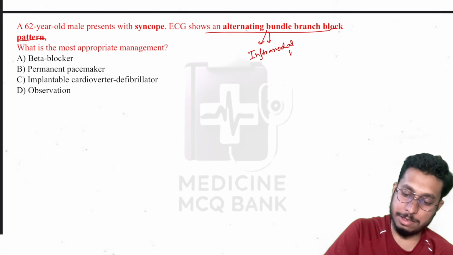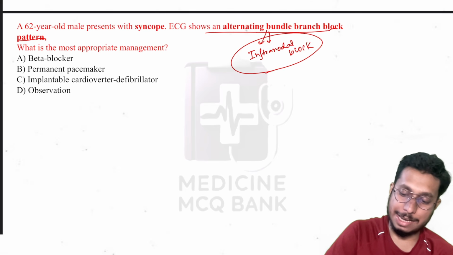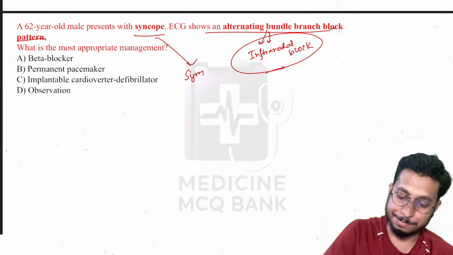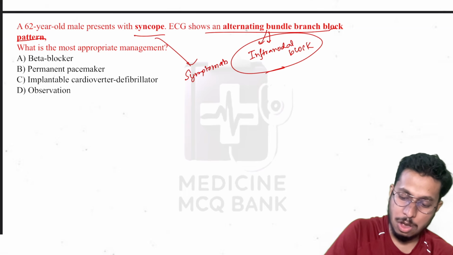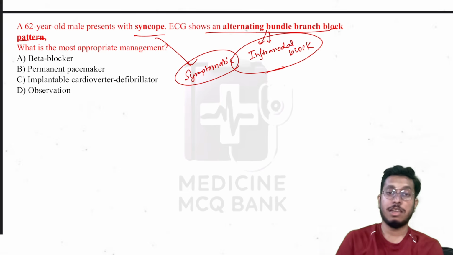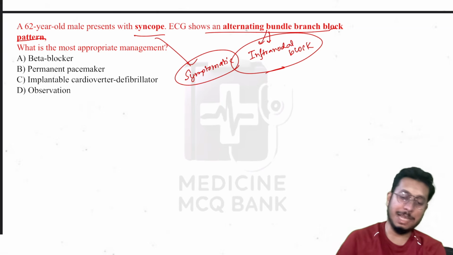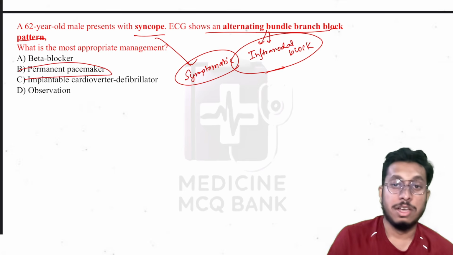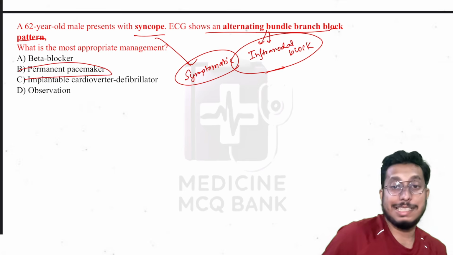But the main important point here is that the patient is having syncope. So, this infranodal block is symptomatic. Whatever the level of block, whether infranodal or supranodal, if it is symptomatic at any point of time, the most appropriate management is a permanent pacemaker.